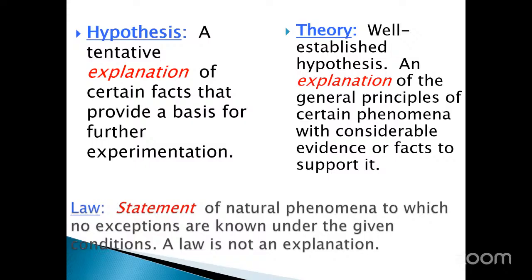Which is basically a statement of what is observed. The law is not a theory. Let me say that again. The law is not the theory. They are two different things, right? The law is a statement of what is observed, for which there are no exceptions, while the theory is an explanation which is backed by the weight of data, all right? So please keep those definitions in mind, all right?